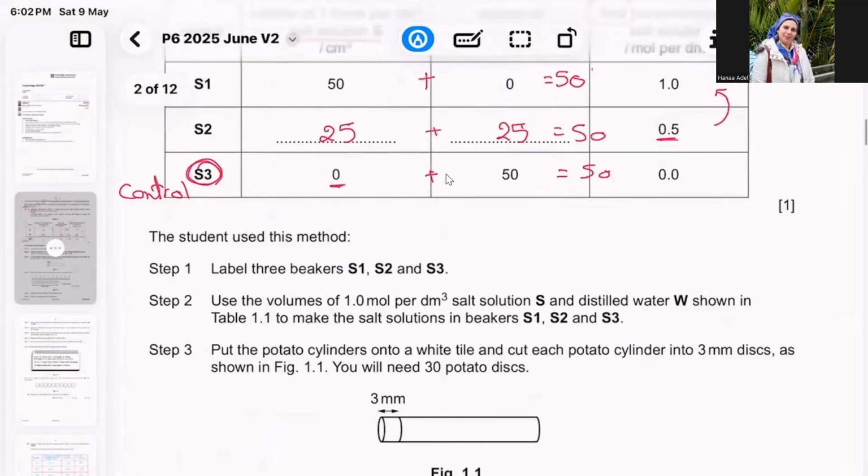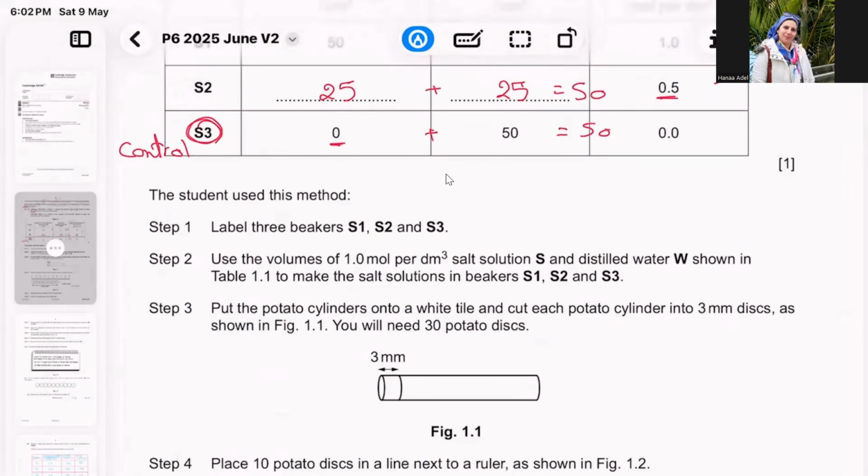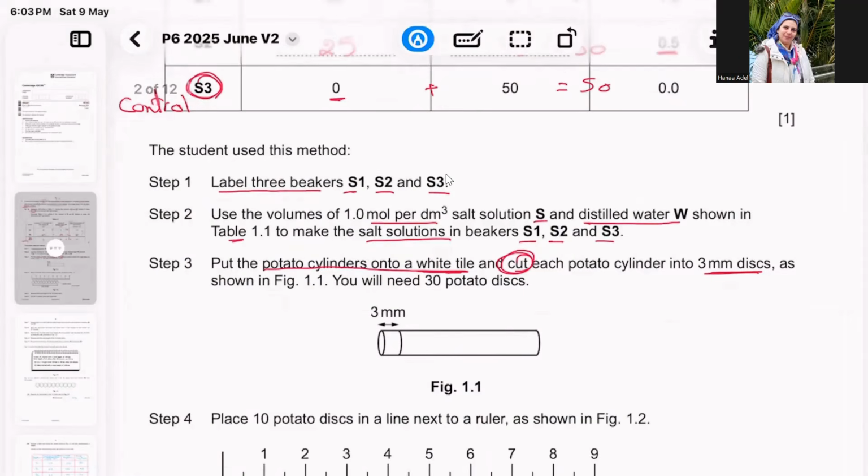The student used this method. So step number 1, label 3 beakers, S1, S2, and S3. Use the volumes of 1 mol per decimeter cubed salt solution S and distilled water W shown in the table to make the salt solution in beakers S1, S2, and S3. Put the potato cylinder onto the white tile. What is a white tile? It looks like a ceramic piece. And cut each potato cylinder into 3 millimeter discs, as shown in the figure. Just bring the cylinder of potato and make it into small discs.